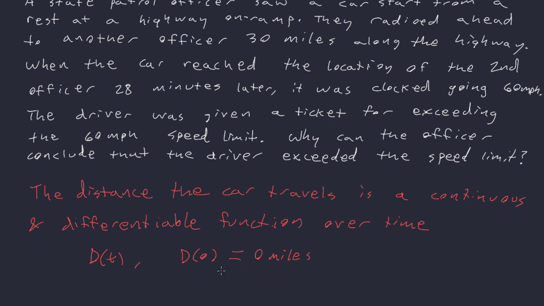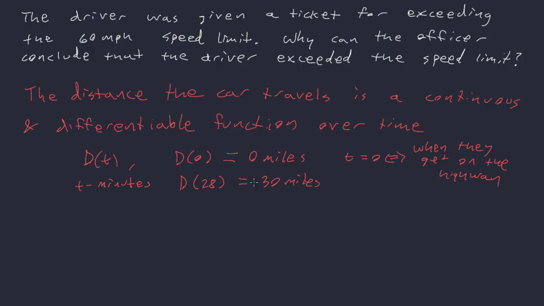Then we can also say that in 28 minutes, so say t is in minutes, but we don't have to do it that way, but I'm going to real quick. In 28 minutes, the distance the car has traveled from time equals 0, which we are assuming is when they get on the highway. So let me write that. T equals 0 is when they get on the highway. So 28 minutes later, they had traveled 30 miles, the distance they had traveled. Now notice, I'm not putting in the 60 miles per hour. That is the velocity. But what we know is that they have traveled 30 miles in 28 minutes.